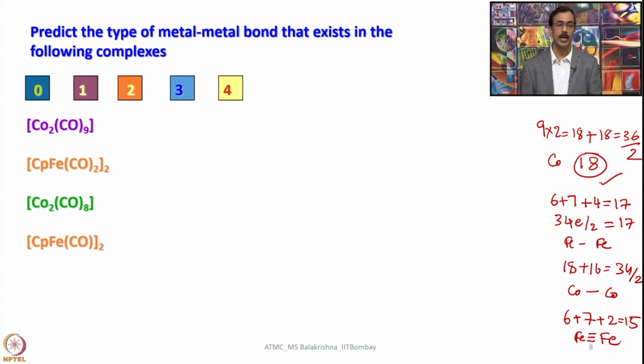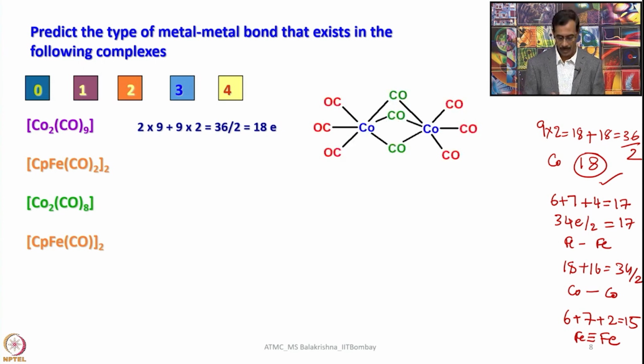So, this is how you can predict, and also you should remember when you make an attempt to write the structure, you should try to make it as symmetric as possible. You can see here, yes, it is 18 electron, it does not need any. So, this is how the structure looks like. As I mentioned, you have to try to write a symmetric structure. This is the only way you can write a symmetric structure. Each cobalt has 3 terminal and 3 carbon monoxides are bridging. It is a very symmetric molecule and does not have any metal-metal bond. It does not need one, because both of them have 18 electrons each.